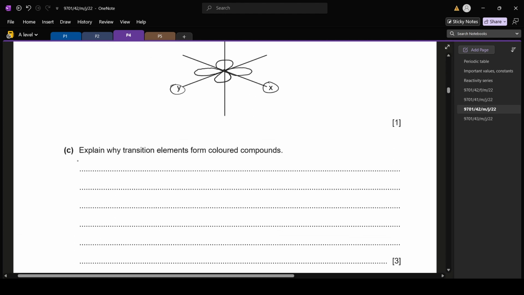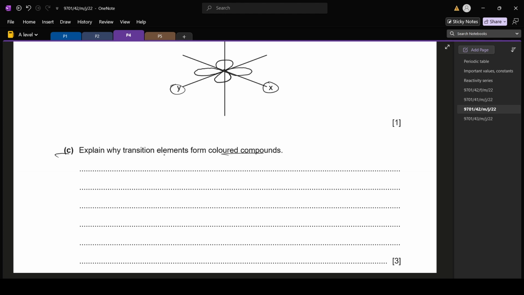Part C, explain why transition elements form colored compounds. Why do they form colored compounds? Because d splitting occurs and an electron is excited. A photon absorbs a particular wavelength of visible light, and the rest of the energy gives a complementary color.